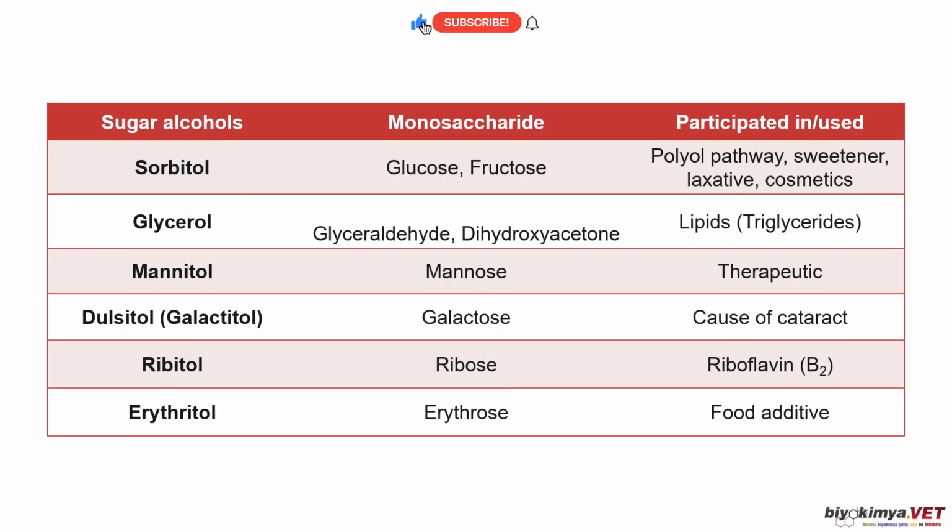Let's look at some sugar alcohols, the monosaccharides that give the sugar alcohols, and their importance. Sorbitol is a sugar alcohol, the reduction product of glucose and fructose. It has a sweet taste and is metabolized slowly. It can be obtained by reduction of glucose, which converts the aldehyde group to the primary alcohol group. Sorbitol 6-phosphate is converted to fructose. So they are phosphated molecules, by the way, during the metabolism. The pathway is called the polyol pathway, from glucose to sorbitol and fructose.